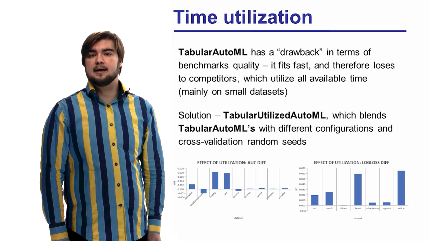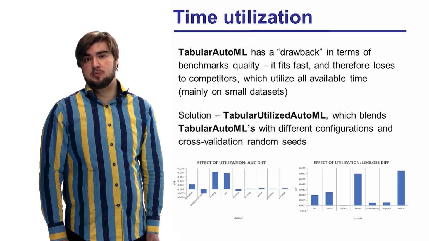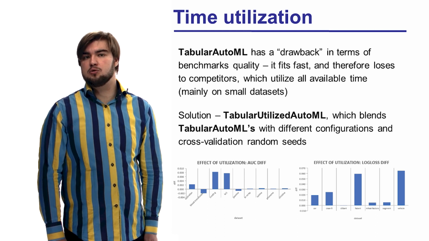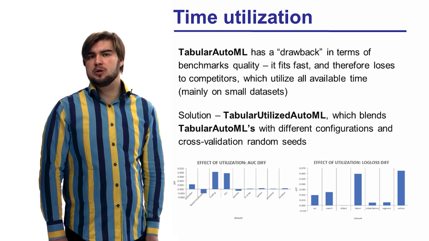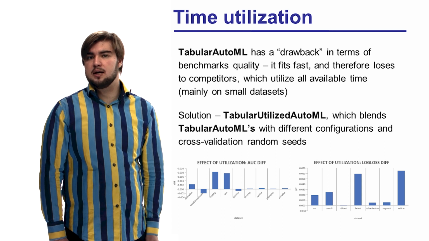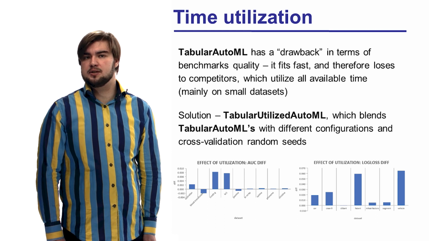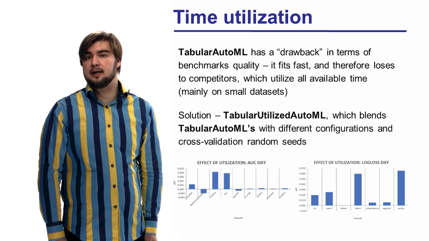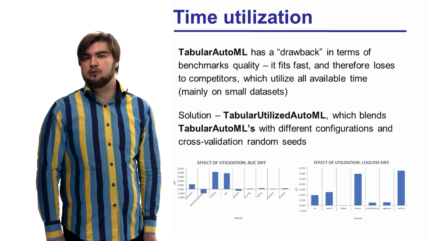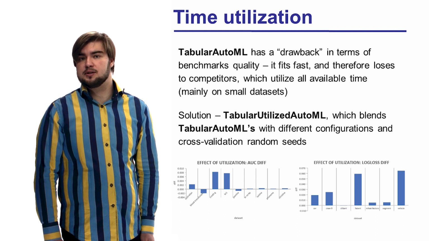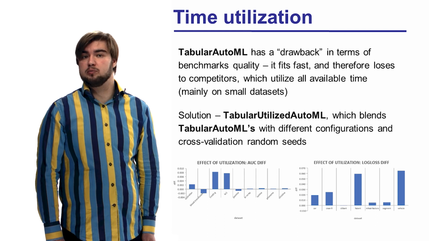Tabular AutoML has a minor drawback in terms of benchmarks quality. It fits fast, and therefore loses to competitors, which utilize all available time. This happens mainly on small datasets, and we remember that hyperparameters tuning is important for such datasets. The solution is TabularUtilizedAutoML, which blends tabular AutoMLs with different configurations and cross-validation random seeds. At first, it seems that this is useless in terms of overall quality, but turns out that such a trick can lead to a quality improvement.